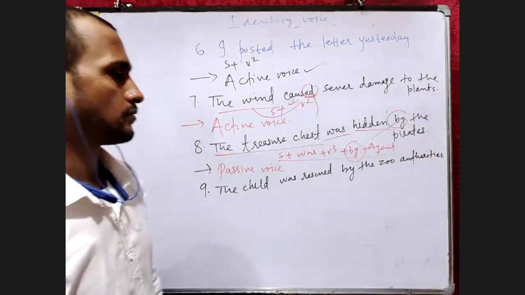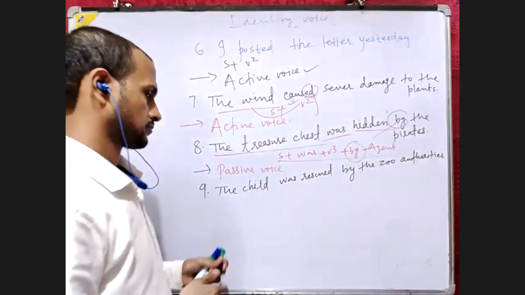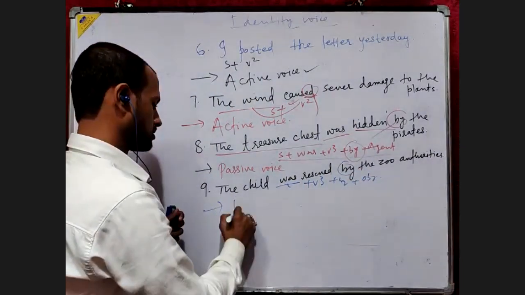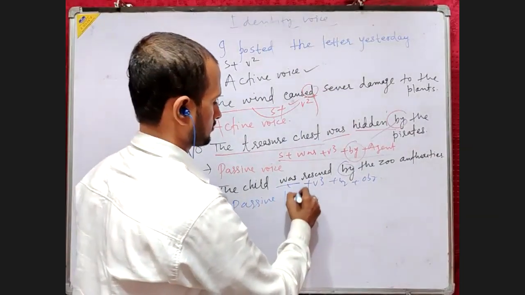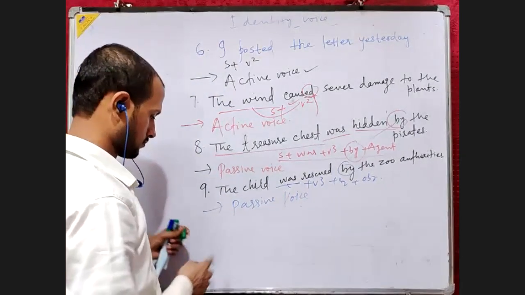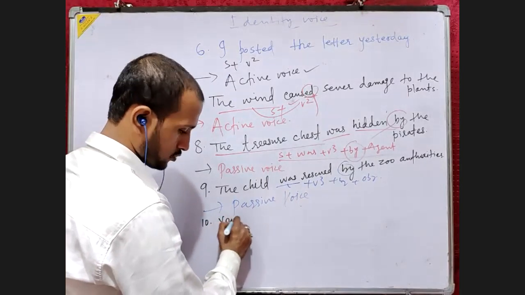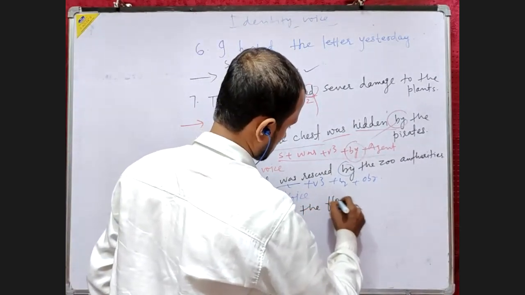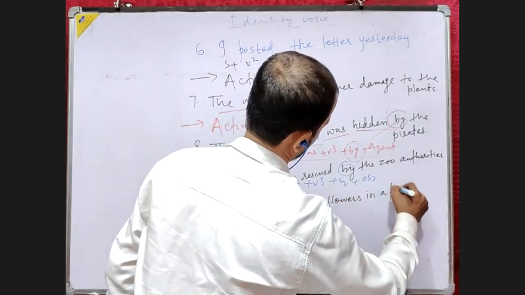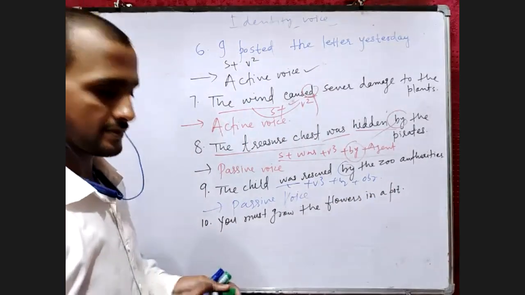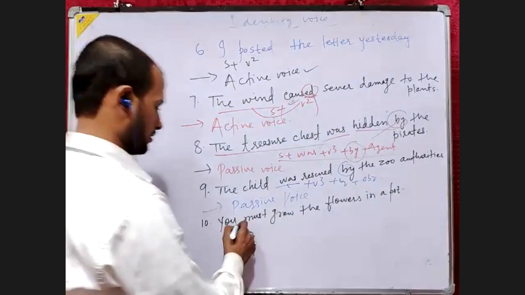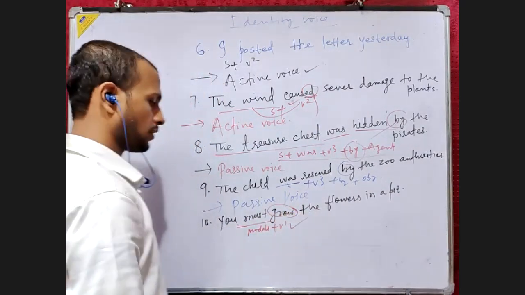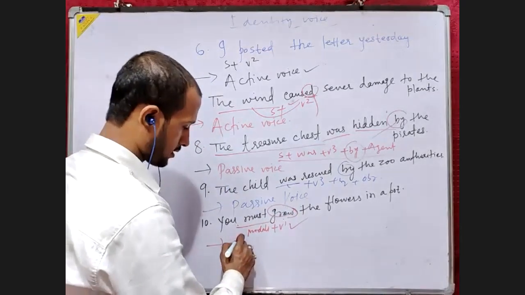The child was rescued by the authorities. In which voice? Passive voice. Yes, was plus V3 plus by plus object, it means it is passive voice. Ten number. You must grow the flowers in a pot. In which voice? Active voice. Yes, it is modal plus V1. V1 always means active voice.